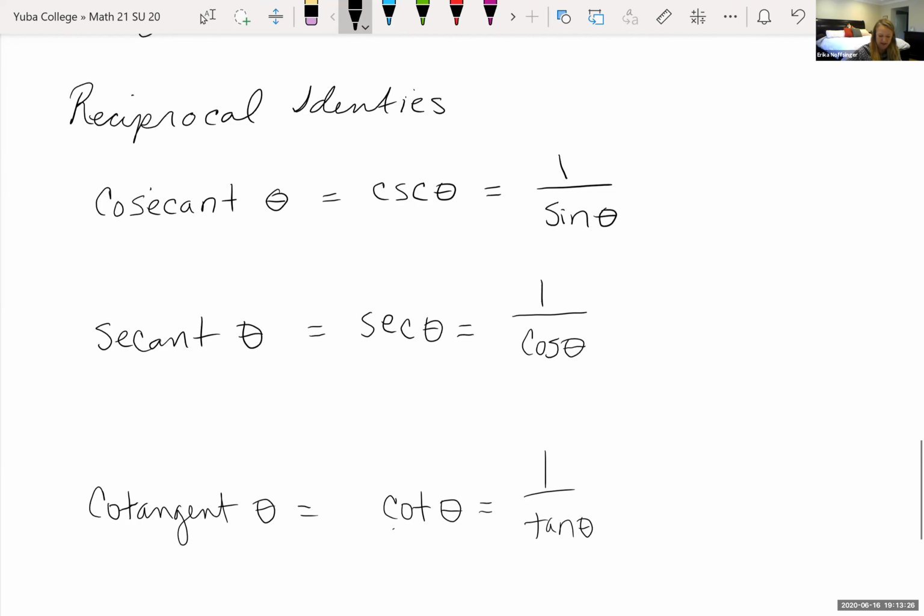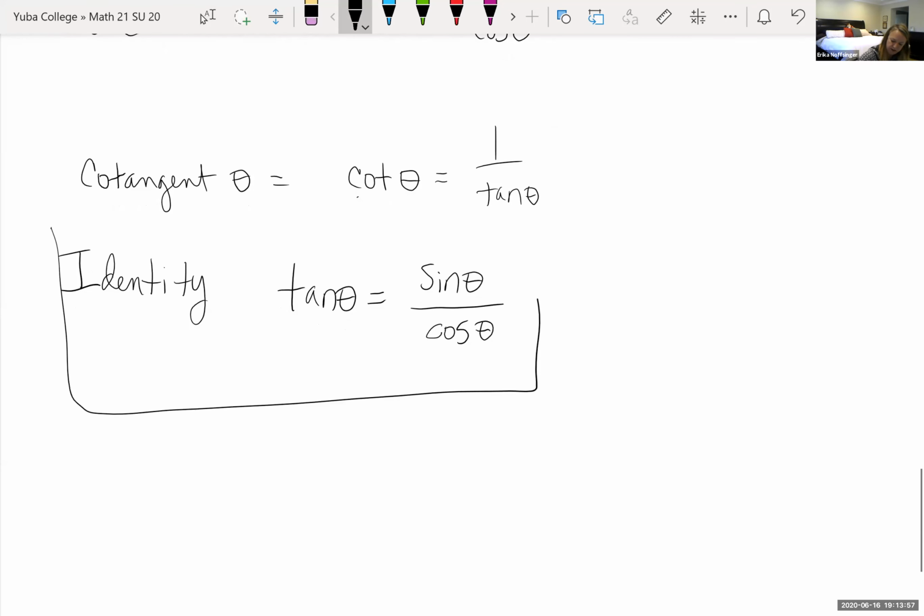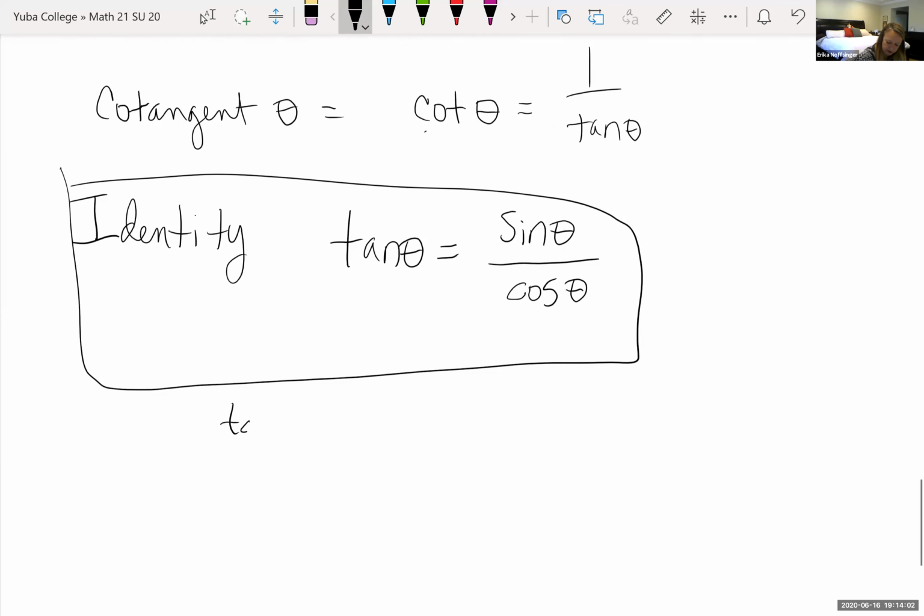Another identity, not really a reciprocal identity, but one that you need to know, is that tangent theta is equal to sine theta all over cosine theta. And I can prove that to you really quick, but we're running out of time. Let me just prove it real quick.